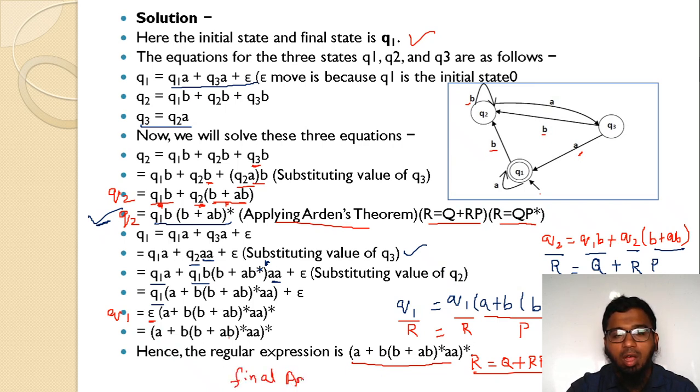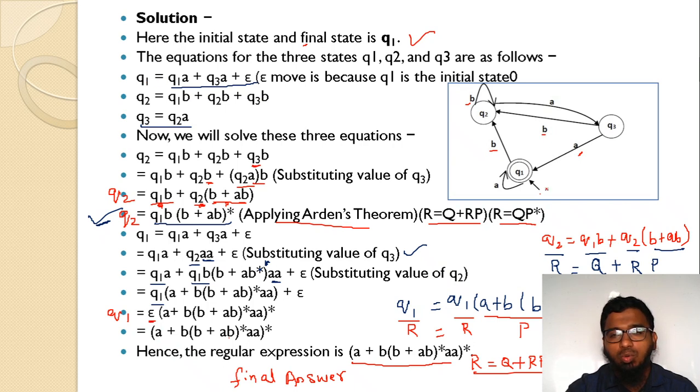So this is how we converted from finite automata to regular expression. Once again I will quickly tell you about this. Here the initial state and final state is Q1. The equation for the three states Q1, Q2, Q3, we need to write the equation.